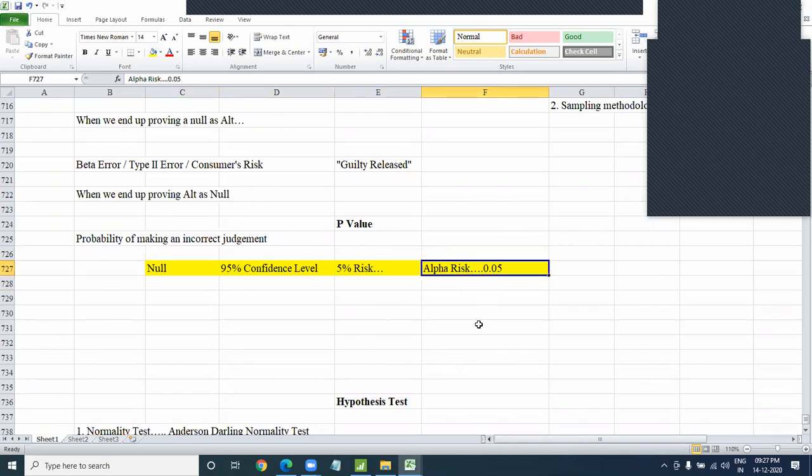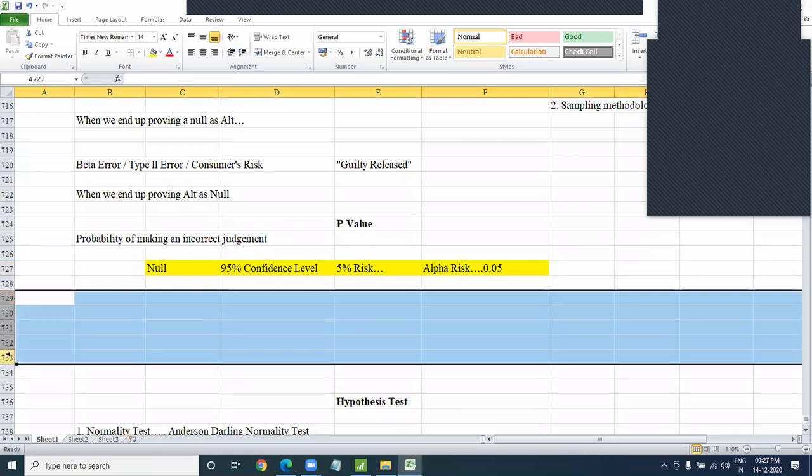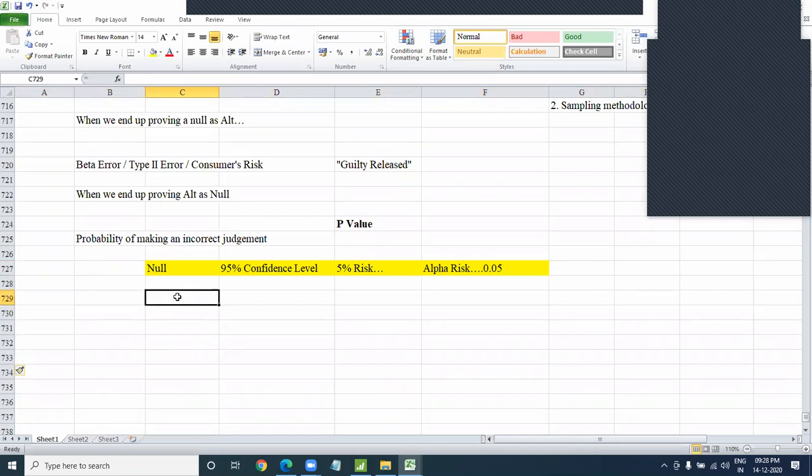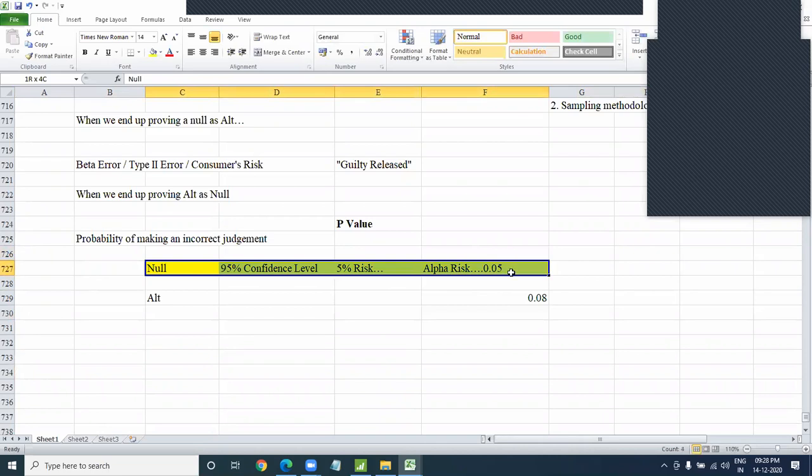What's the risk? 5%. Now, you come back and claim, no, null, you're wrong. You have a challenge coming from an alternate statement. You're trying to prove that null is wrong. Now an alternate claim comes into the picture, which claims that null is wrong. When I'm claiming this, I have a risk similar to alpha, say 0.08. This null's risk is fixed at 5%, because you're dealing with 95% confidence.